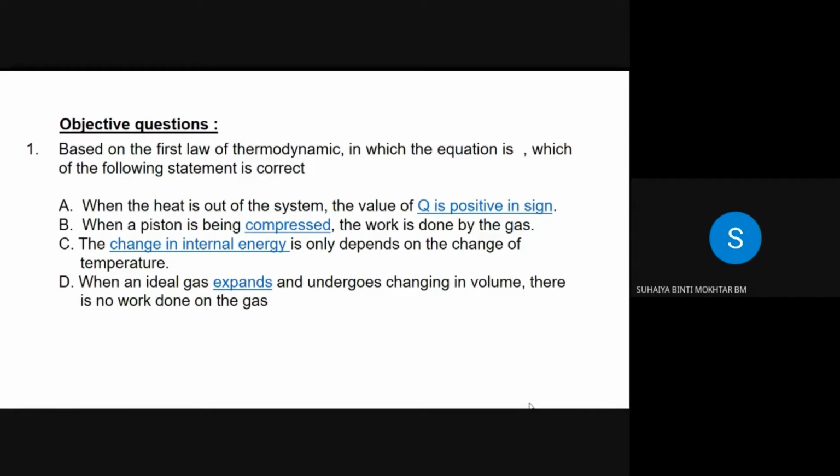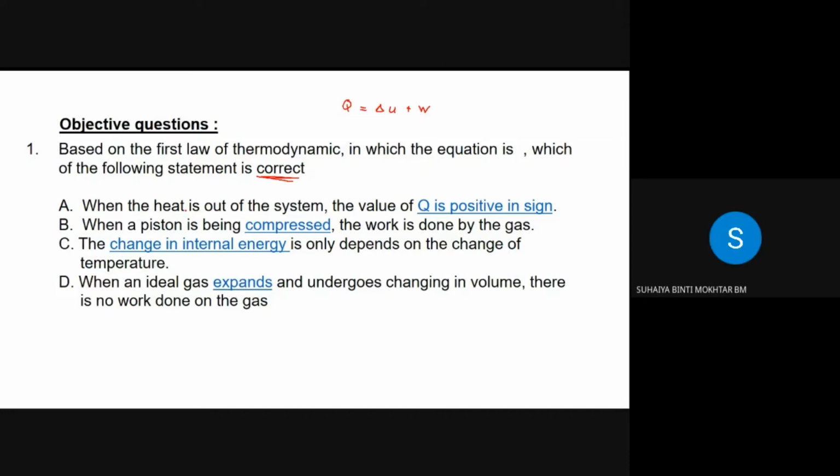Based on the first law of thermodynamics. What is the first law of thermodynamics? Q equals delta U plus work done. So which following statement is correct? The answer is C. Some chose A, but look, it is C.